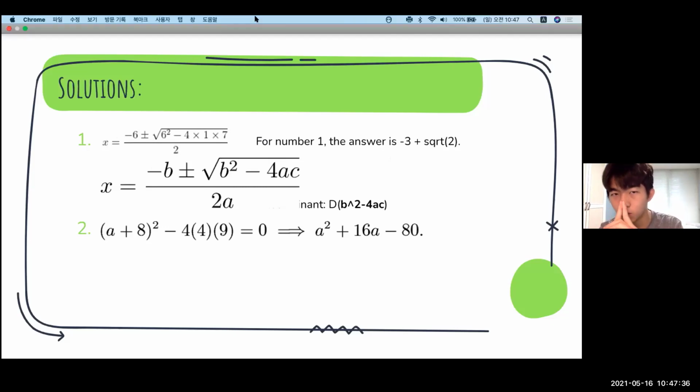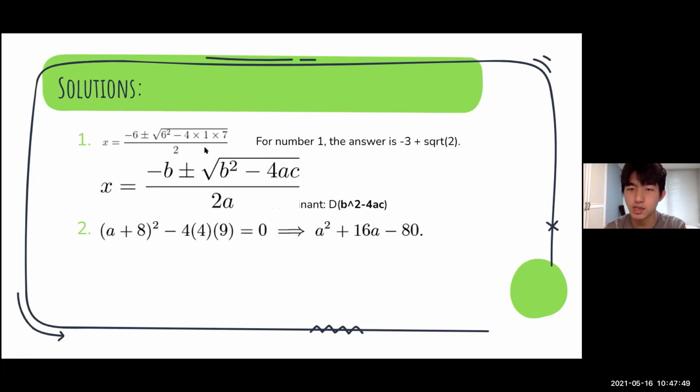For example, if b squared minus 4ac is greater than 0, then there are two real roots. But if the value of b squared minus 4ac is less than 0, then there are no real roots and only two imaginary roots. And if b squared minus 4ac equals 0, then there will be only one root, because this part will be completely gone.